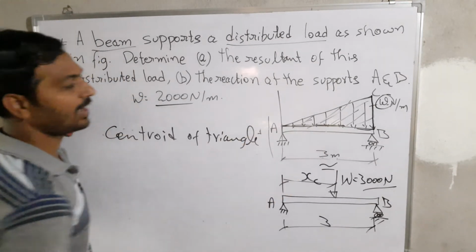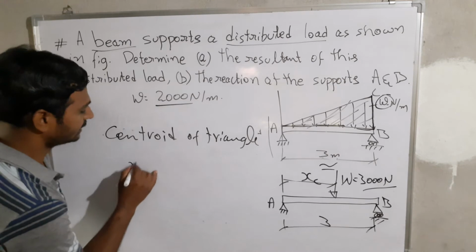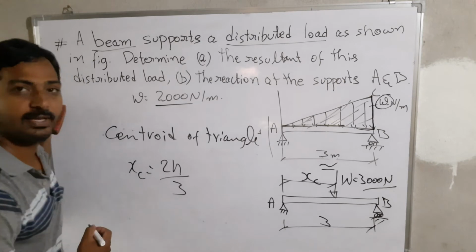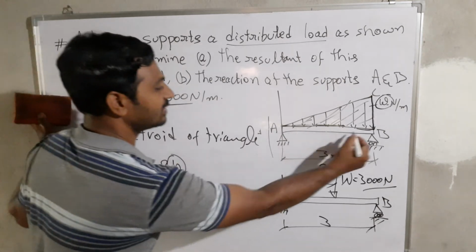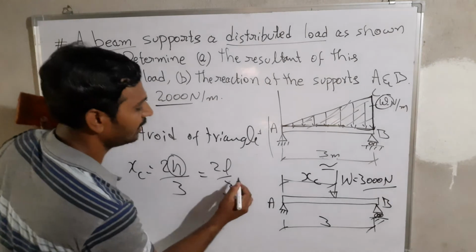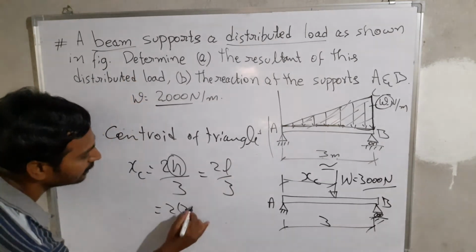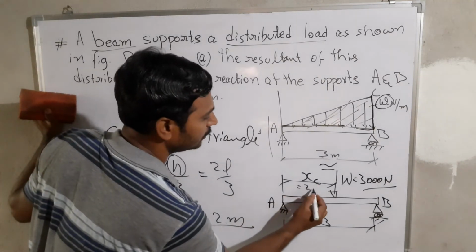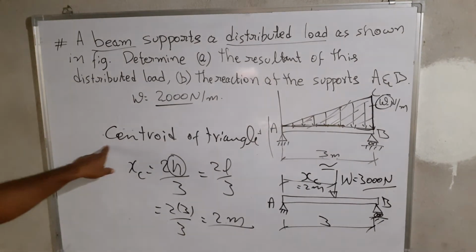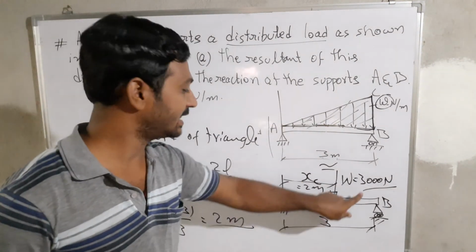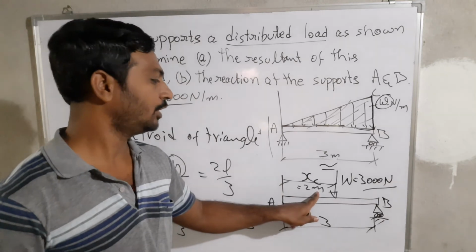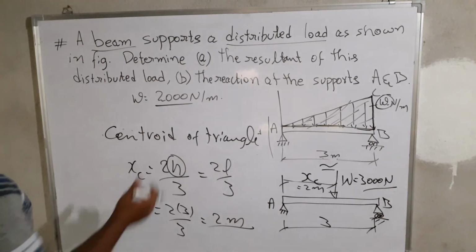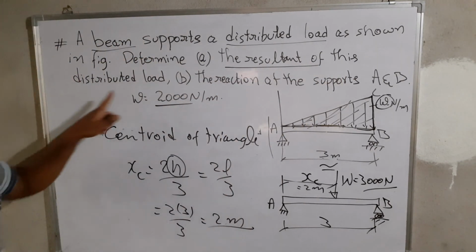Centroid of triangle, because the distributed load exists in that part. With respect to A, if I take that, XC is the centroid, equal to 2h by 3. The h is nothing but the length of this member, that's 2l by 3. If I substitute in this equation, I get 2 meters from here, XC is equal to 2 meters. So that means the resultant of 3000 newtons is acting at 2 meters from A, and from B it is at 1 meter distance. This way, we have calculated the resultant of the distributed load.